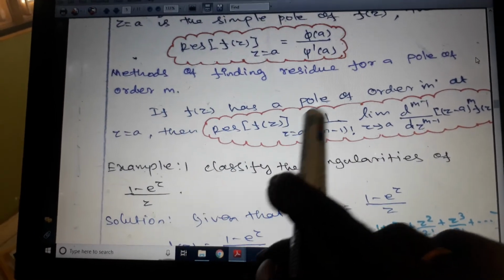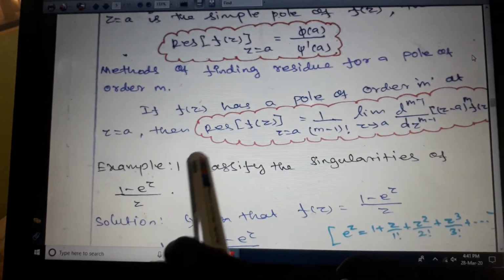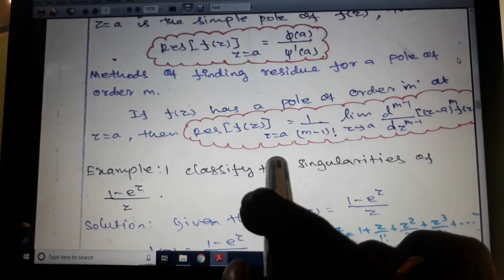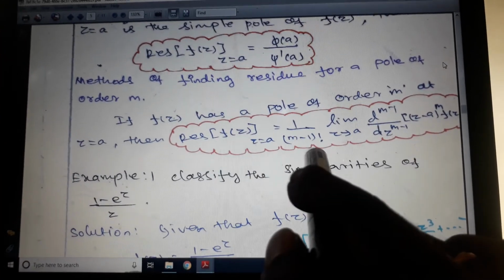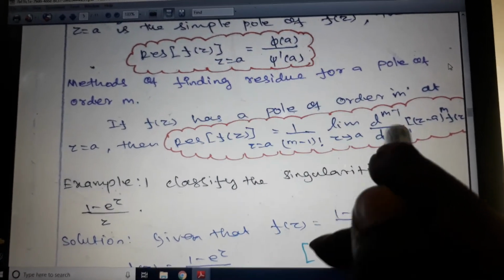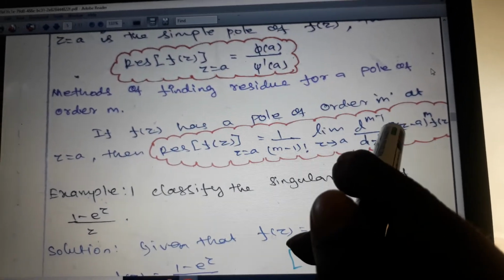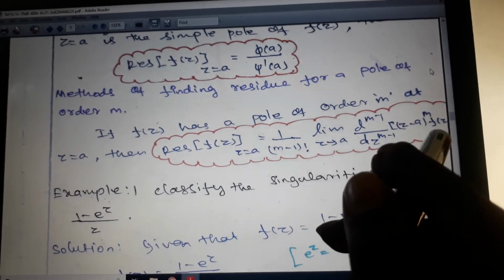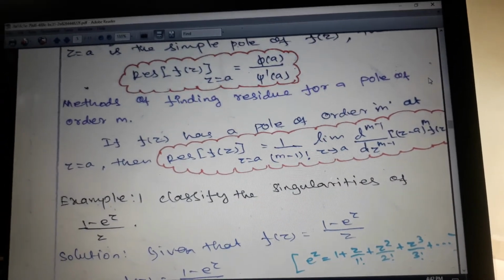The next one is the method of finding residue for a pole of order m. If f of z has a pole of order m at z equal to a, then the residue of f of z at z equal to a, the formula is 1 by (m minus 1) factorial, limit z tends to a, d power m minus 1 by dz power m minus 1 of (z minus a) whole power m into f of z.